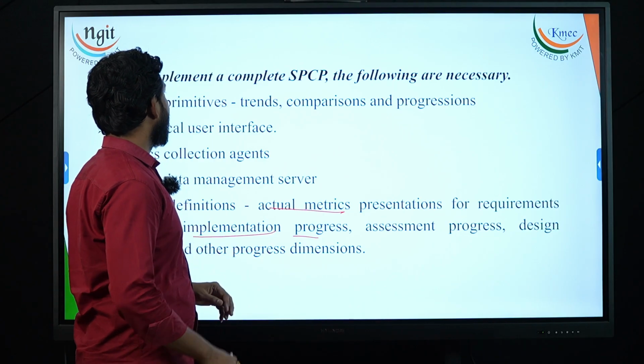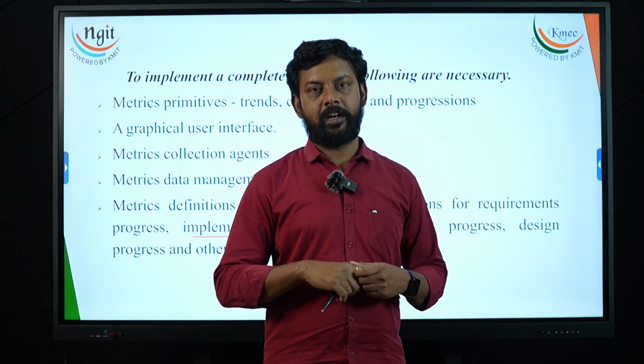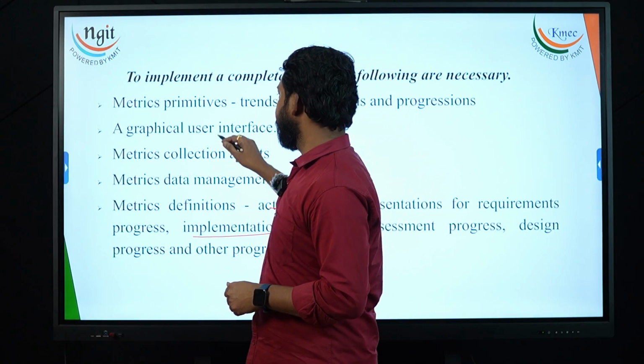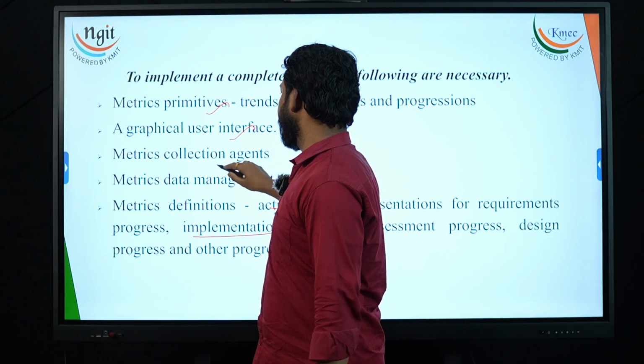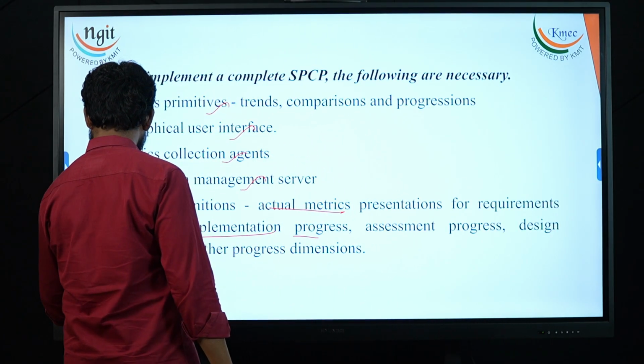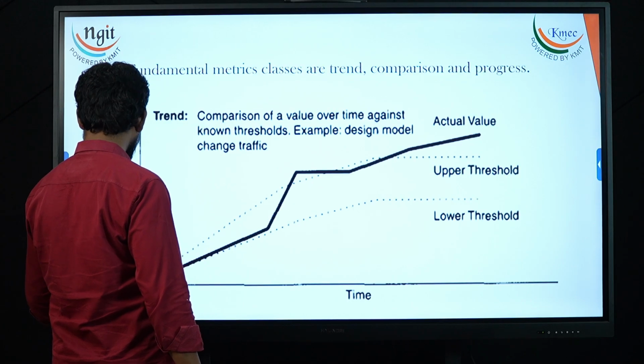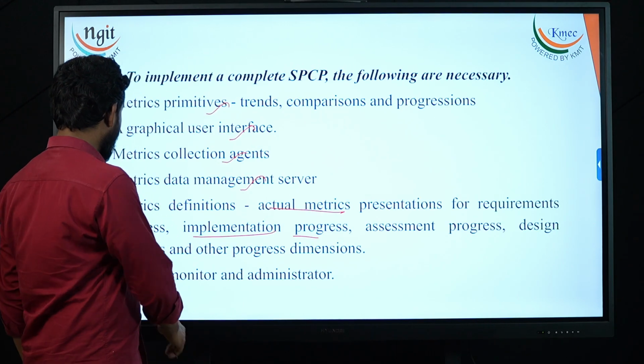So if you want to implement an SPCP, you basically require all this data. First are the primitives, and next your user interface, agents, management server and definitions, right? In order to understand this, we have different types of metrics available again, right? And next we have your last part, which is your actors.